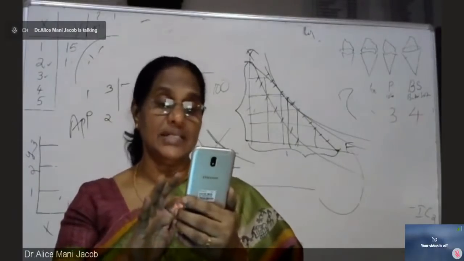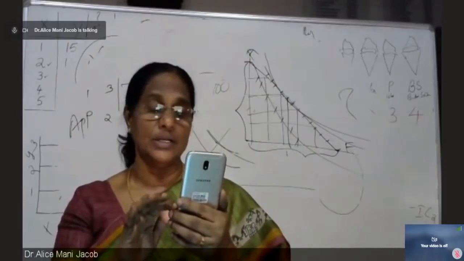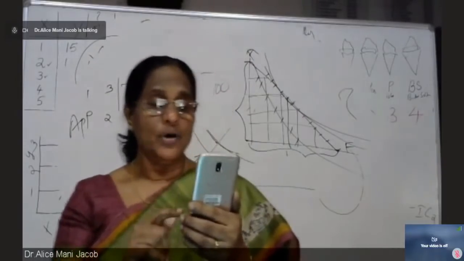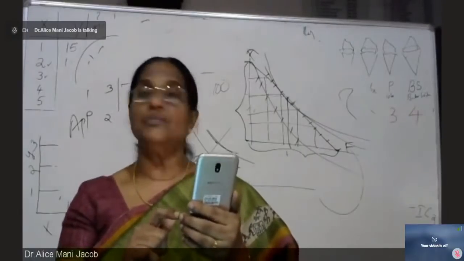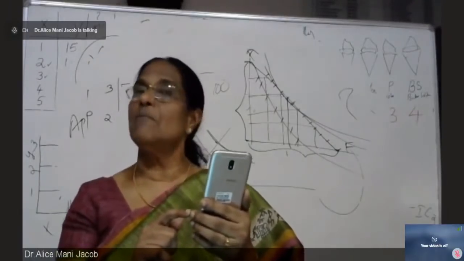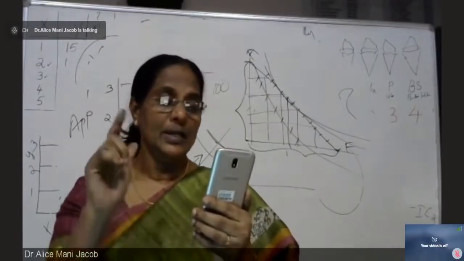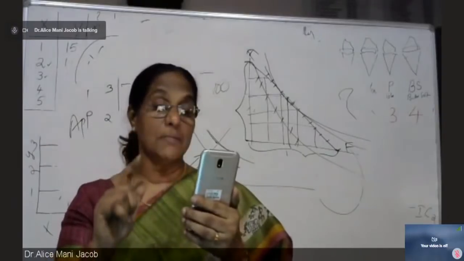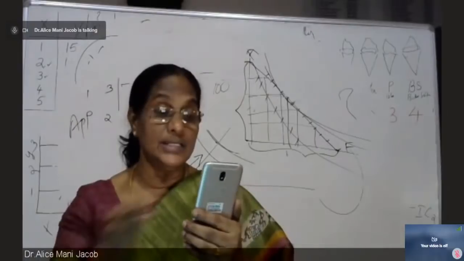Okay, please give us a table or schedule, budget line, indifference curve, consumer equilibrium. Yeah, for indifference curve the table is given. For consumer equilibrium there is no such table because there are many indifference curves giving different levels of utility.